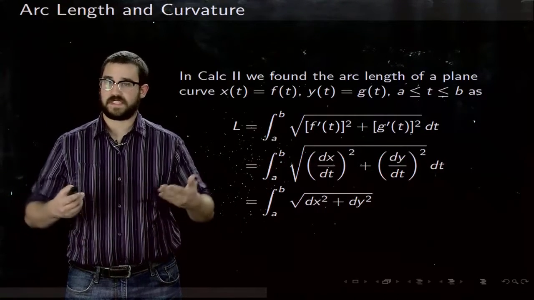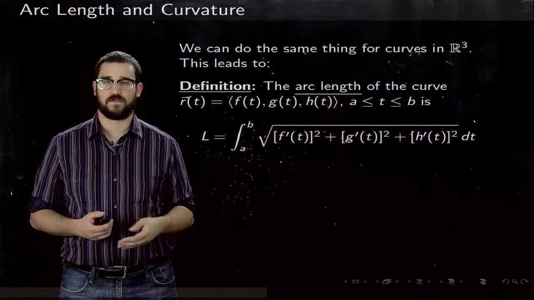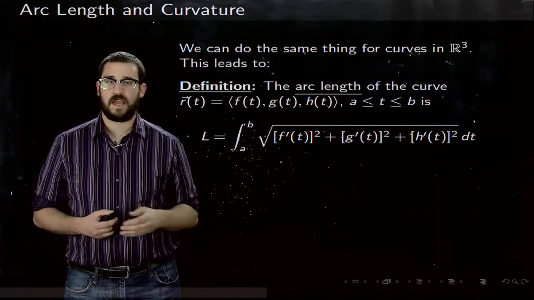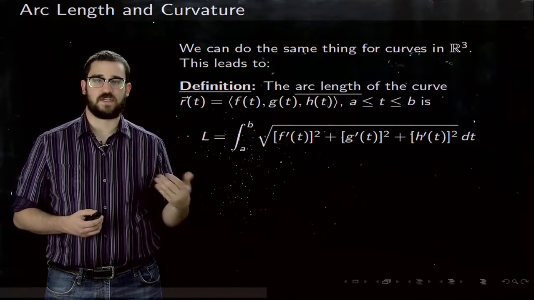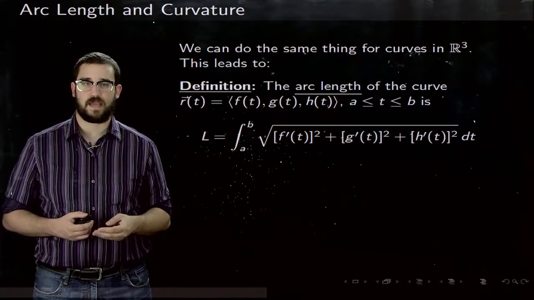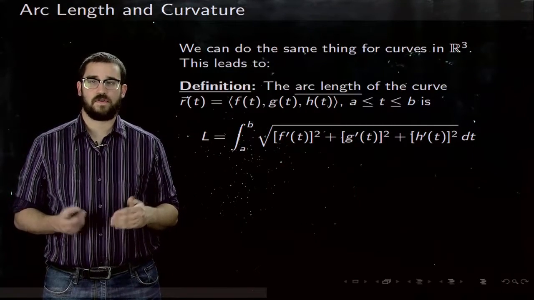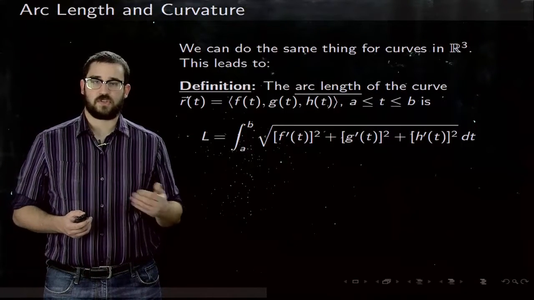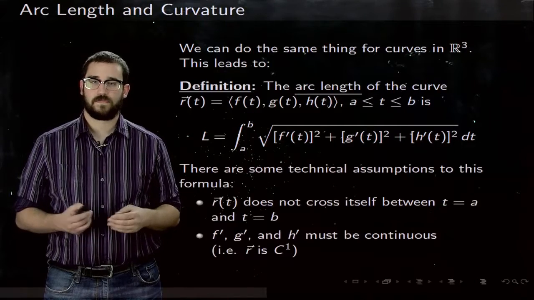Now, we've stepped it up a dimension, so we can do the same thing for curves in R3. The arc length of the curve r of t, which is f of t, g of t, h of t, for t between a and b, is just going to be the integral from a to b of the square root of f prime of t squared plus g prime of t squared plus h prime of t squared.